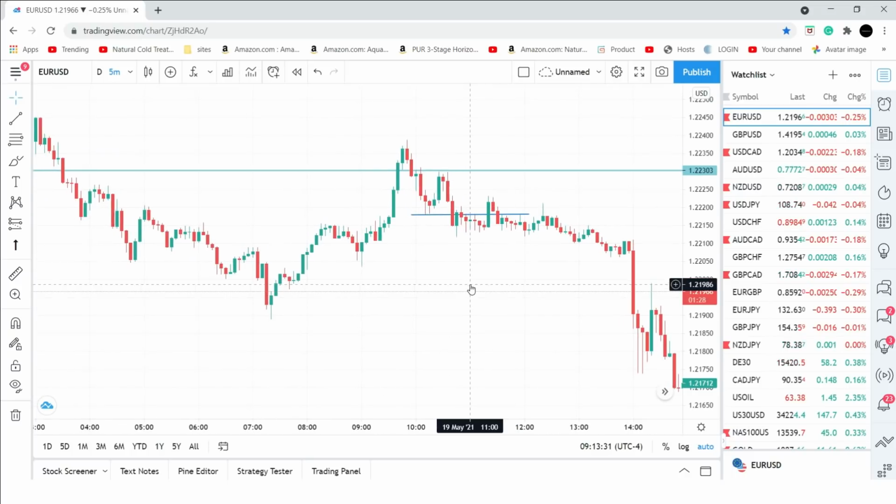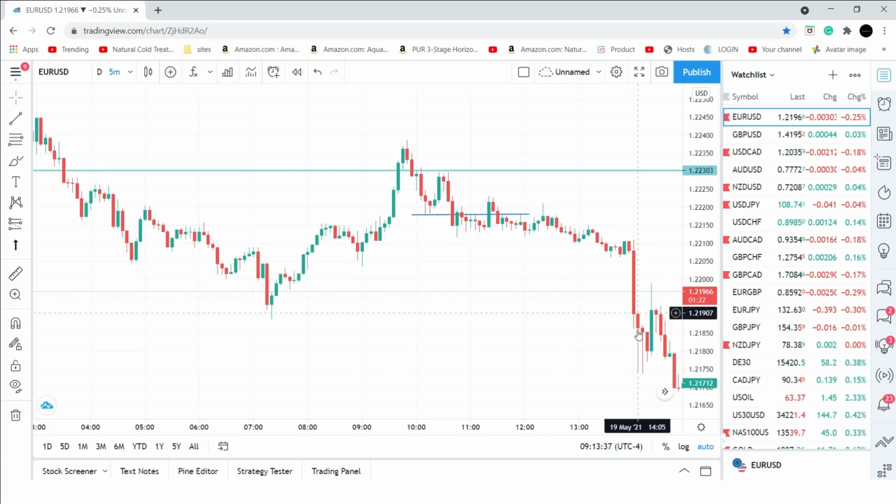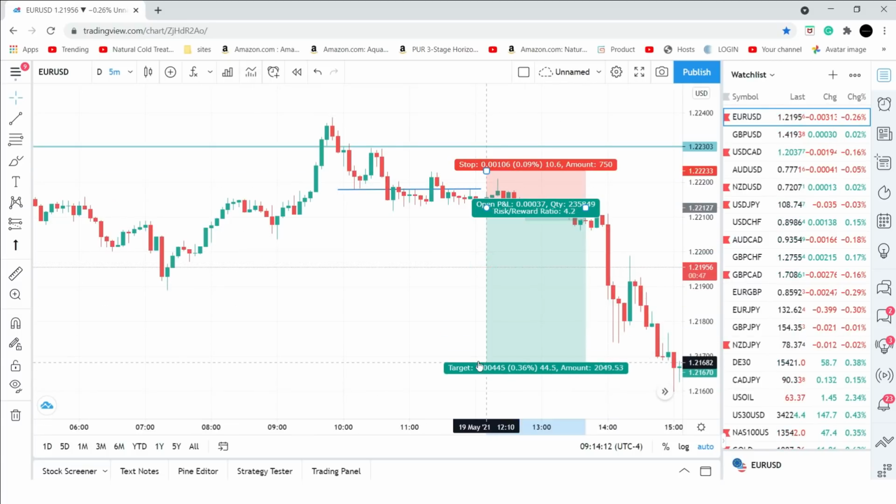Or we can basically wait for it to break, come back to that breakout level, okay? And then we can look for that short to go down and you look for your profits, right? So let me show you guys another example.